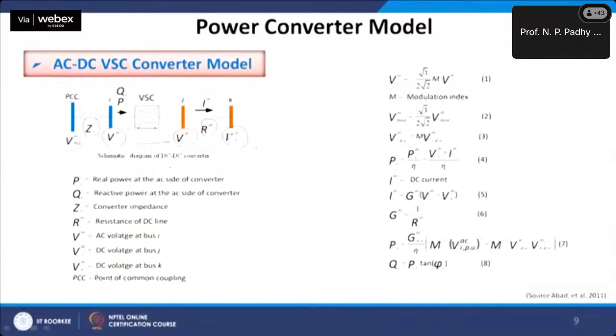So what exactly happens is that from the point of common coupling, the voltage is V, and then through different stages it drops down because of the line impedances, and finally you convert to DC, and there could be a couple of drops in the DC lines or DC cables, and the terminal voltage could be VDC at the kth bus.